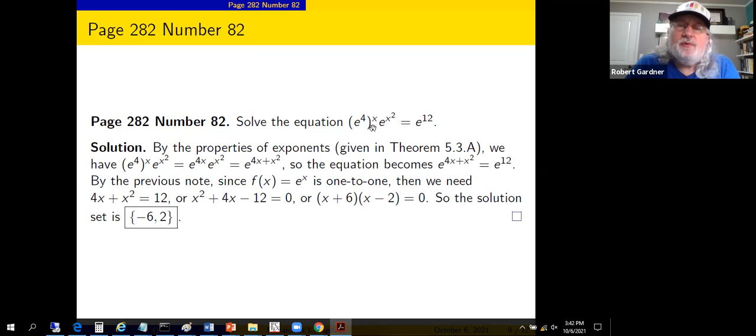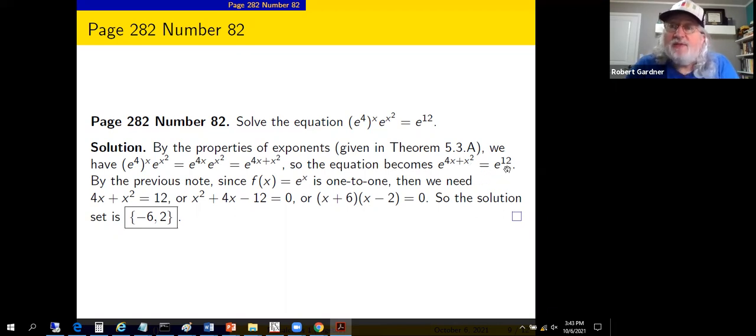Okay, so e to the 4th to the x times e to the x squared equals e to the 12th. This is the power of e. And we can use the properties of exponents, theorem 5.3.a, to write this as a single power of e. So let's take e to the fourth to the x, e to the x squared. Under these conditions, you multiply exponents to get e to the 4x. Under these conditions, common base, add exponents to get e to the 4x plus x squared. So the original equation becomes e to the 4x plus x squared equals e to the 12th.